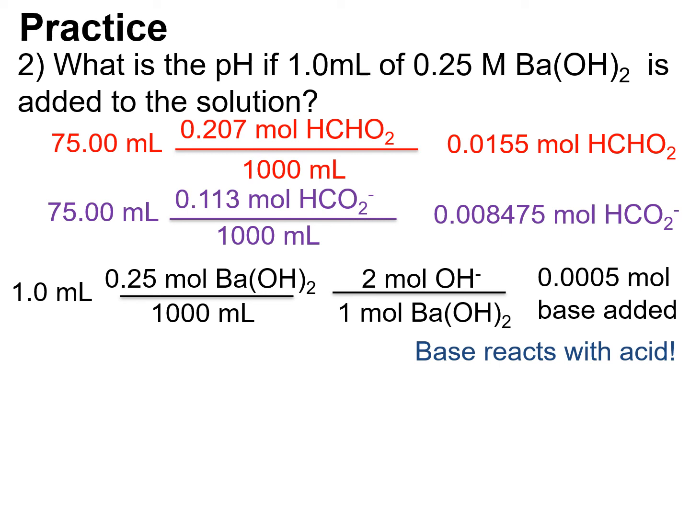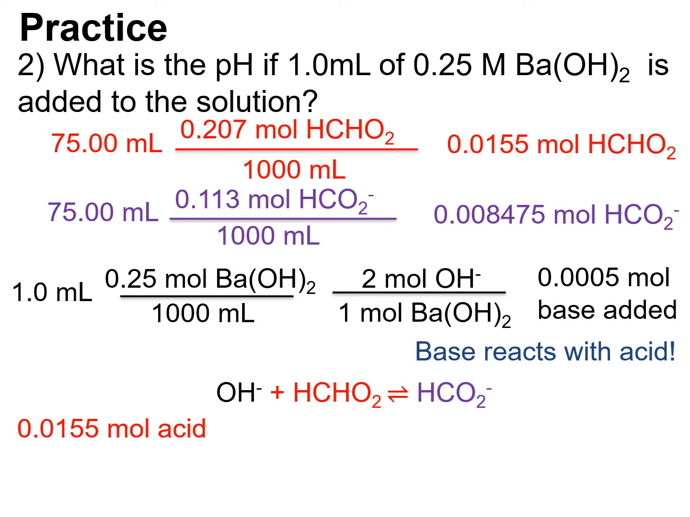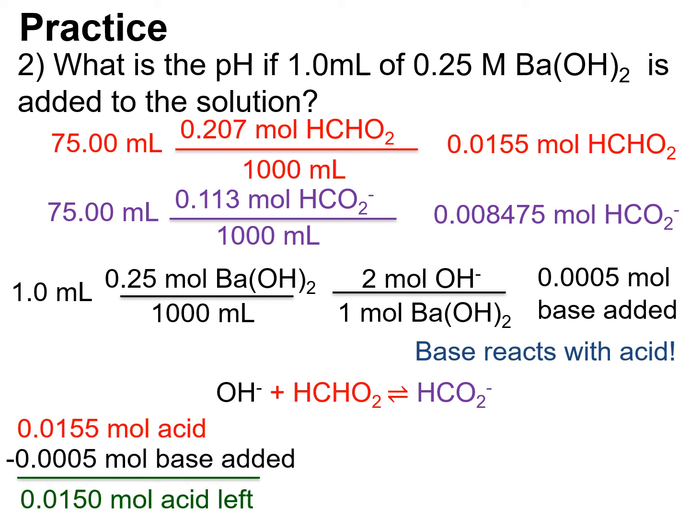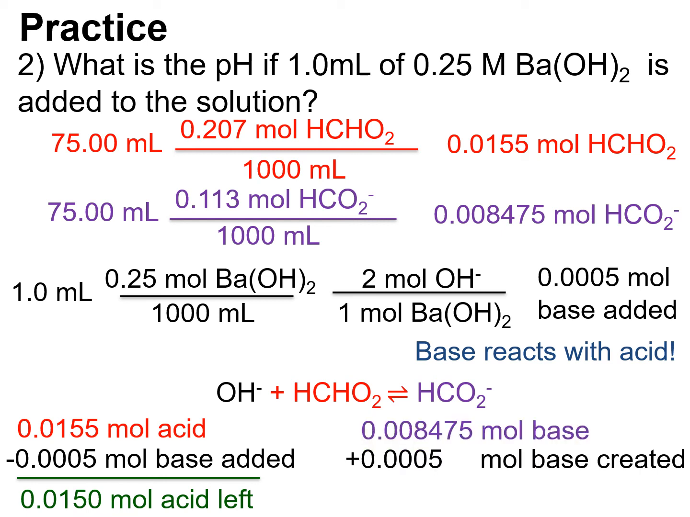So I will use the amount of moles of my weak acid, and again I can write a reaction to help me figure out that my base is going to react with the acid present, thereby giving me additional amounts of my conjugate base. I'll have my moles of acid, here's my moles of base that I've added, so that's going to go down. That means that my conjugate base is going to go up, and I now have 2 new amounts of my moles of acid and base.